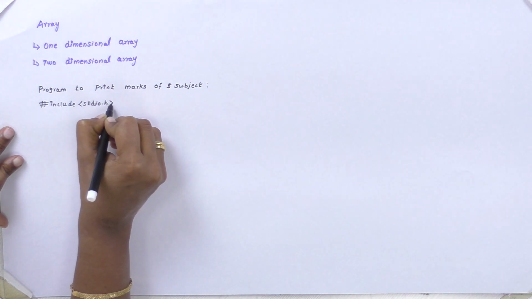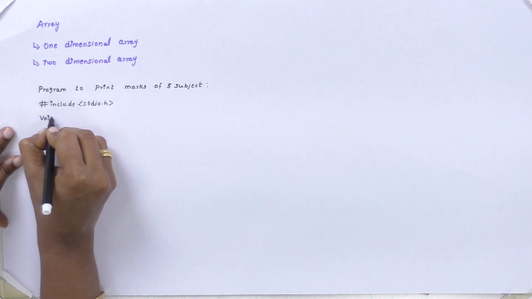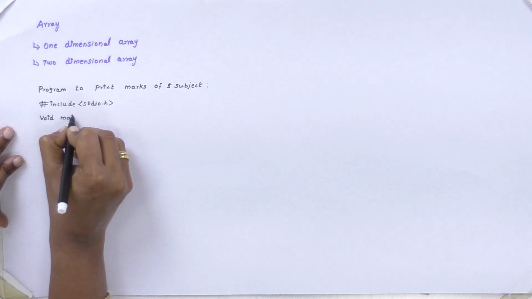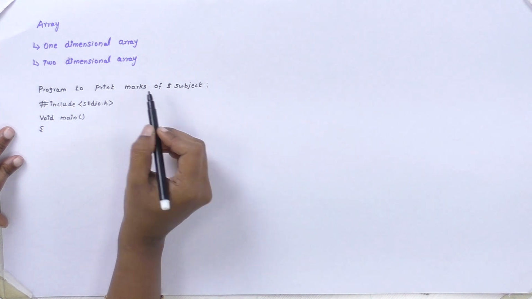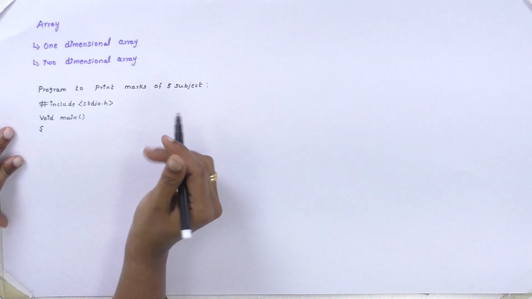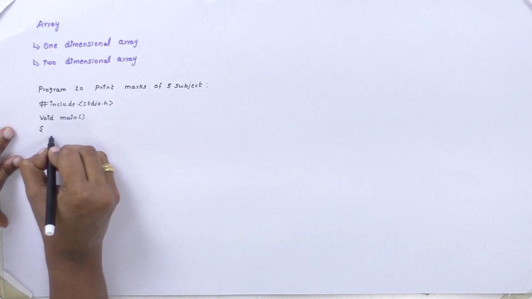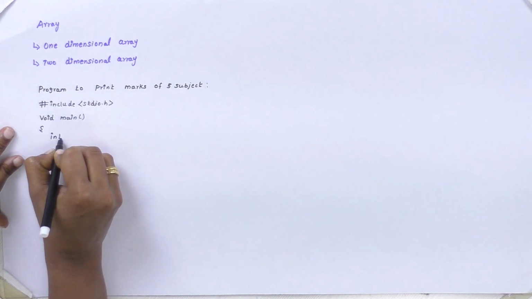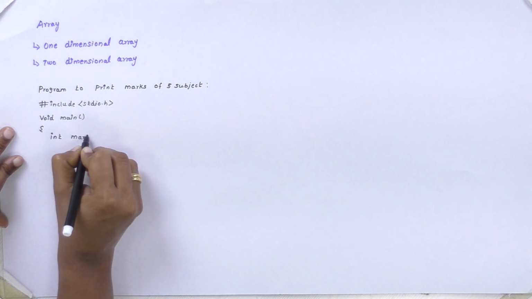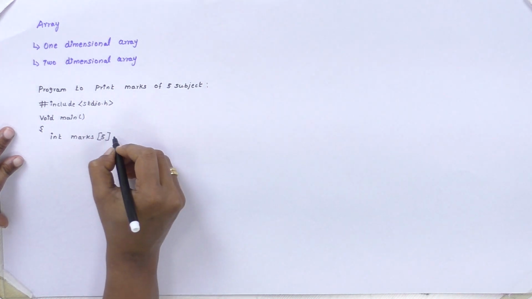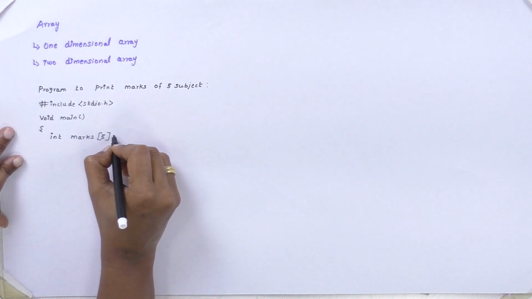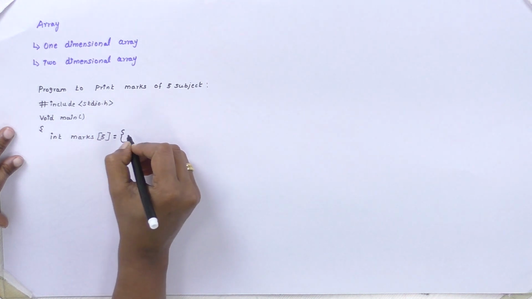First you have to use library functions and all. Void main. So in this I am going to declare a marks which contains 5 subject marks. So marks is an integer data type. So int marks of 5. So in this variable declaration I am going to define a value.